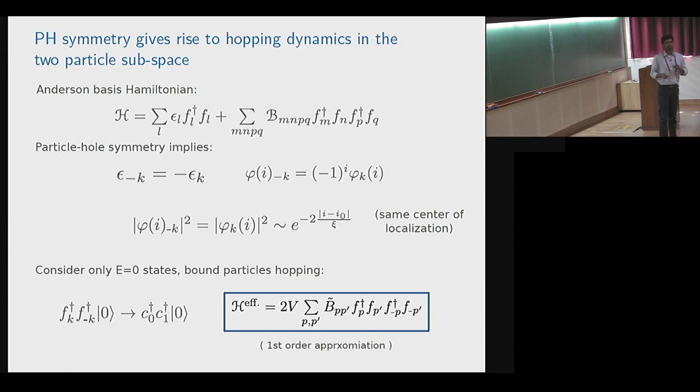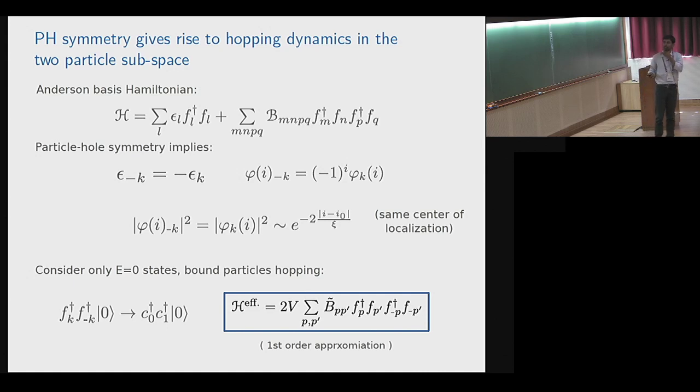Now, particle-hole symmetry has this important consequence. The first consequence is that the energy comes in pairs. So there is always a positive energy and a negative energy due to the symmetry of the problem. But it also gives rise to a symmetry in the wave function, which is that these two energies have the same center of localization. In the Anderson problem, that's not the case. Even if there are energies which are close by, they can have very different places where they stay. But in this particular case, they are staying exactly on the same point. That is a consequence of the particle-hole symmetry.